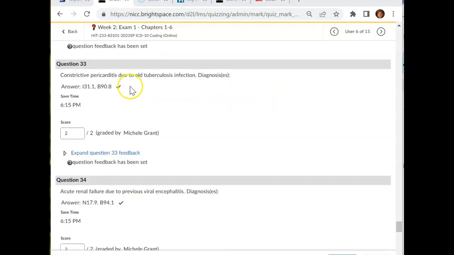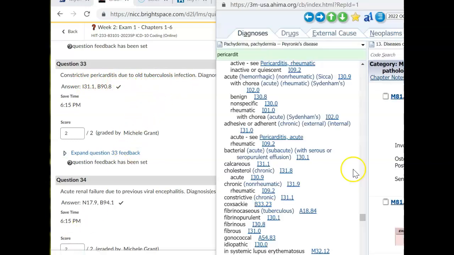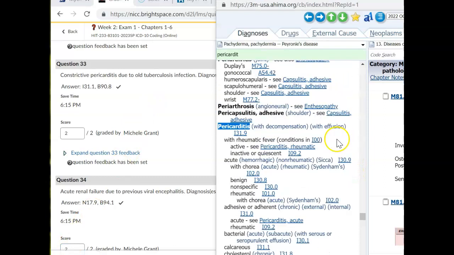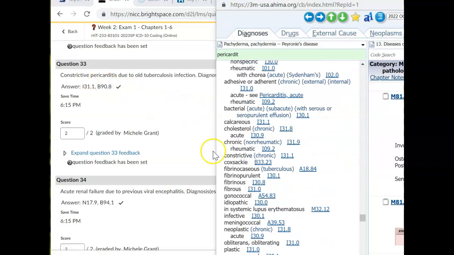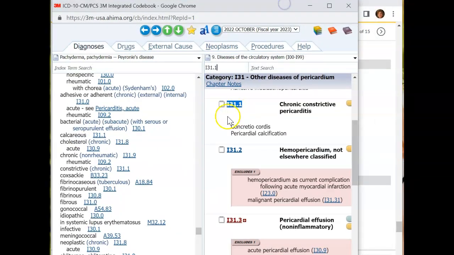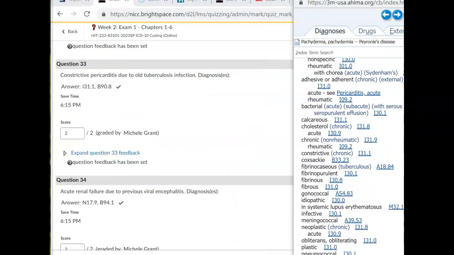All right, we have pericarditis due to an old TB infection. This is going to be a sequela. So let's go ahead and look this up. Okay, so I'm looking at my first code, my pericarditis. Then I'm going to go down to constrictive, which is I31.1. Once again, make sure you check it in your tabular. There isn't any other characters that we need for this.